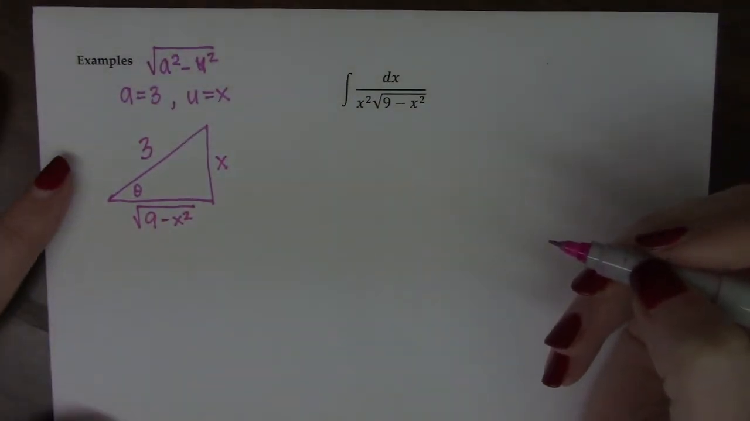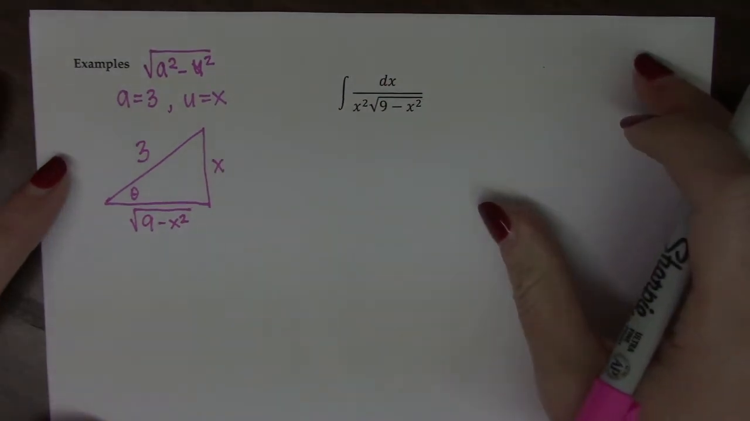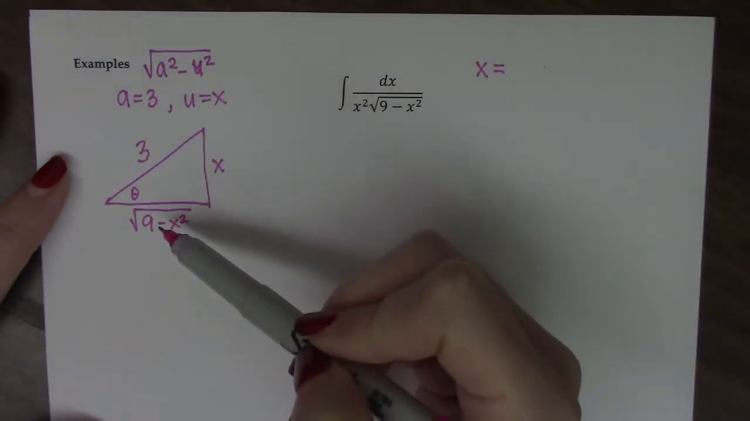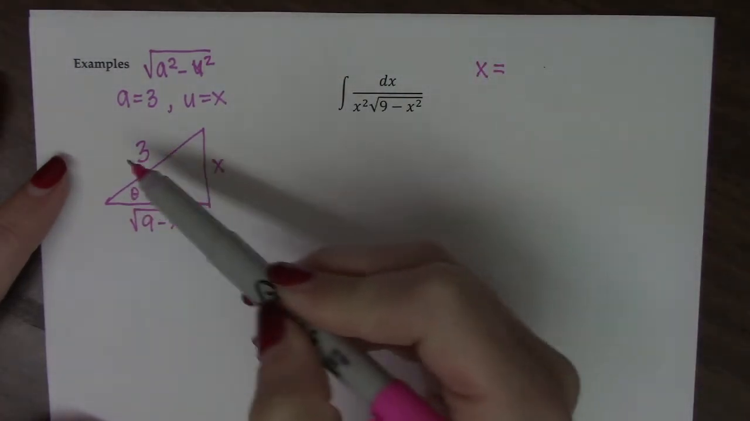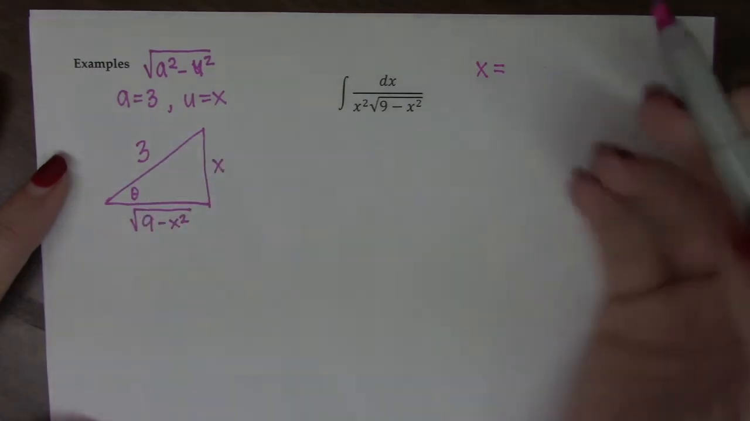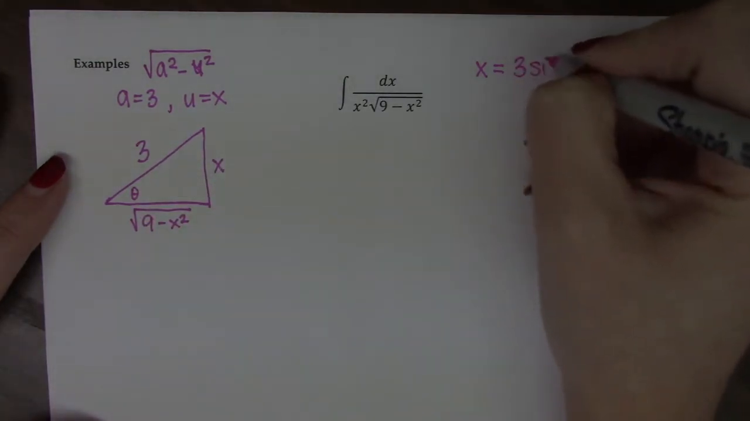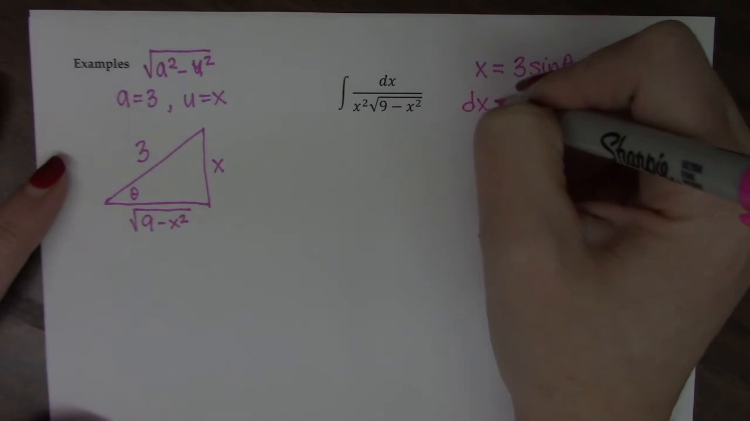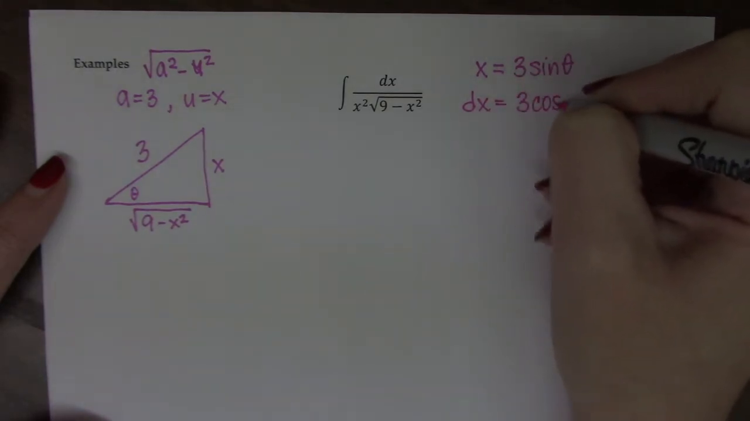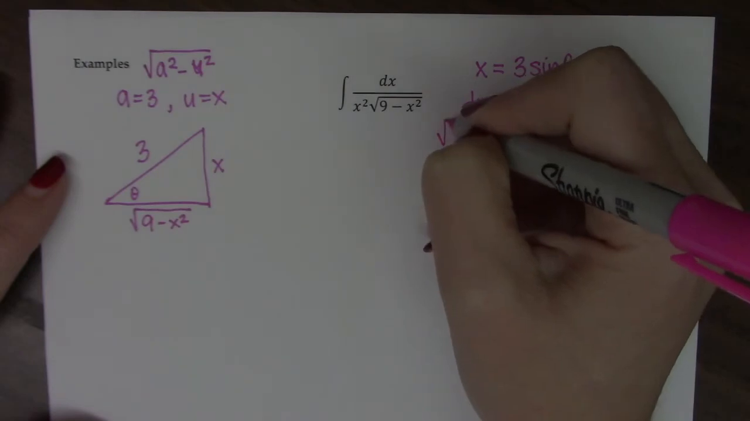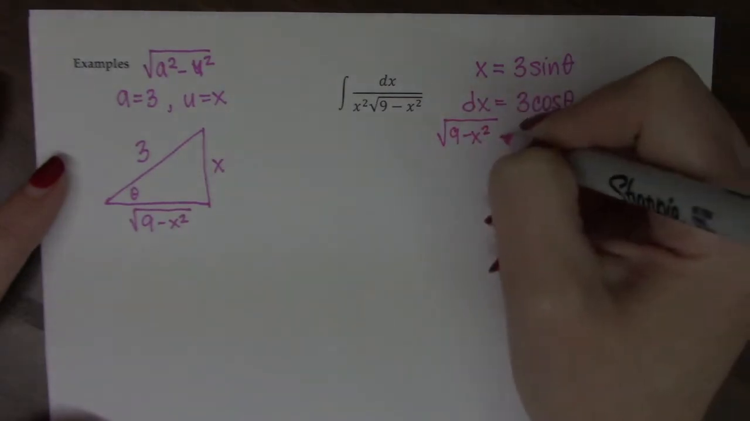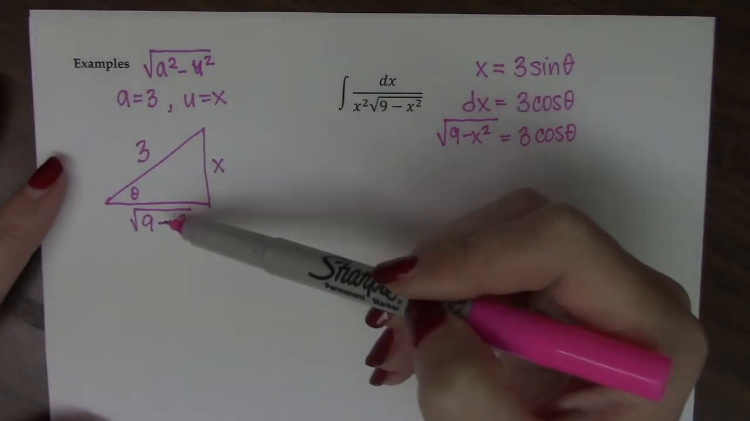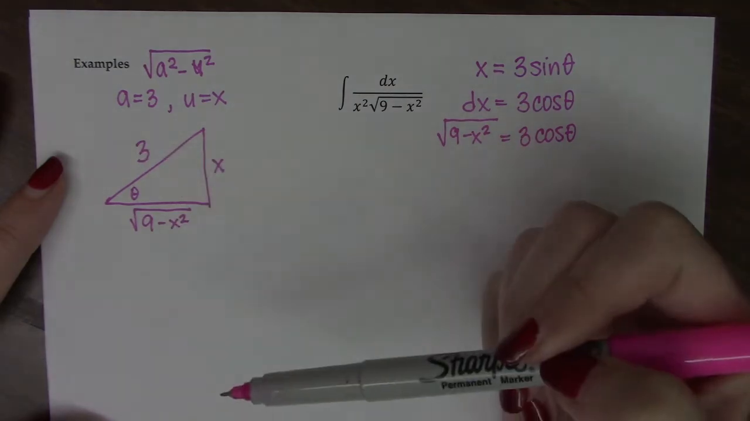In order to set this up, I need to translate this into the variable theta. The first thing I do is state what x is. Remember, you look at the triangle and the two sides that don't have the radical in them. So this is opposite over hypotenuse, so x is 3 sine theta. Then this is a dx, so we need to calculate dx. dx is 3 cosine theta d theta. And then the radical itself will end up being 3 cosine theta. If you look at the triangle, you can see that's true because this is adjacent over hypotenuse.